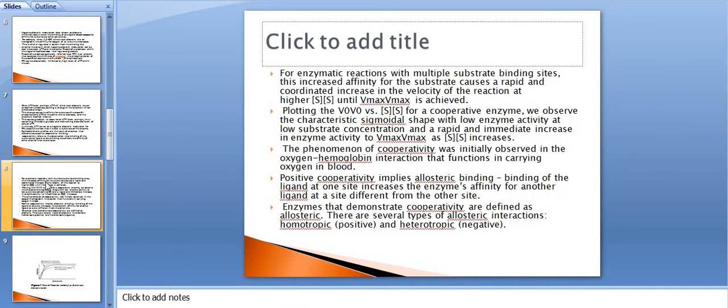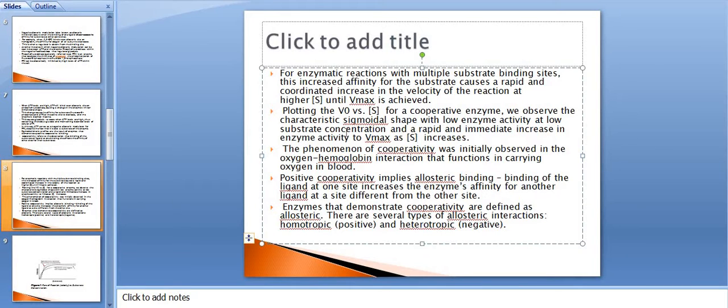Okay, next, for enzymatic reactions with multiple substrate binding sites, this increased affinity for the substrate causes a rapid and coordinated increase in the velocity of the reaction at higher substrate concentration until V maximum is achieved.